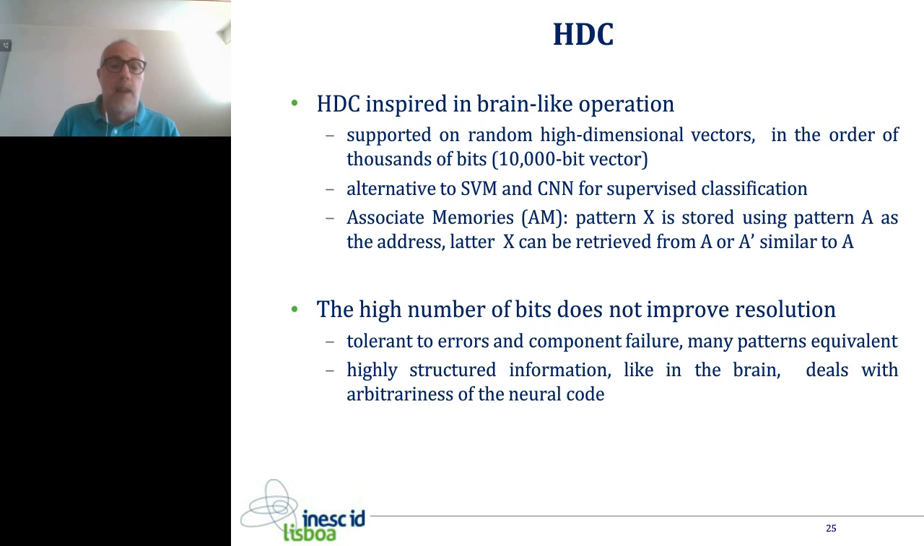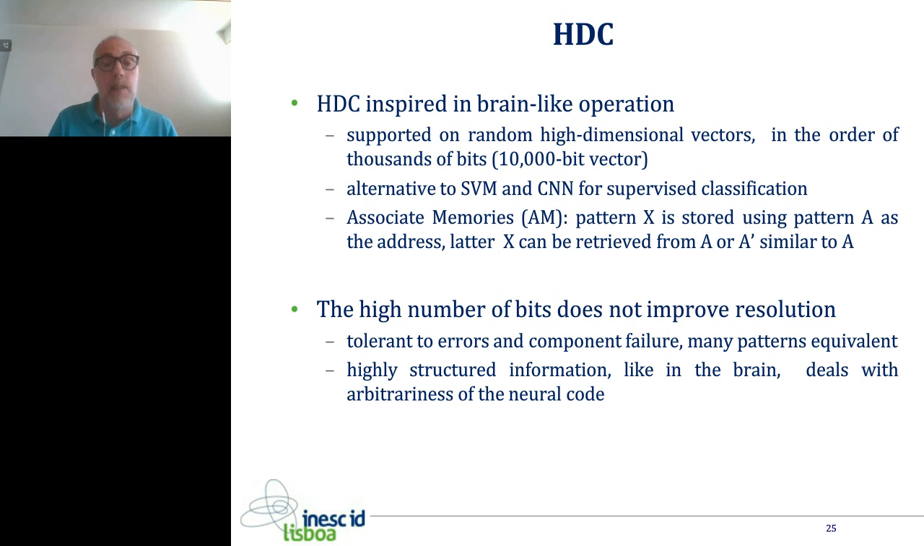On the basis of this type of arithmetic in computing, you have associative memories. So you have a pattern X that is stored using another pattern A as what you can call the address, but it's not the real address of the memory. And later, you can retrieve this X by using not only A, but something that is similar to this pattern A that you used to store X. Like this, you can have a set of vectors in a certain class that can be represented by this vector X that is stored in memory.